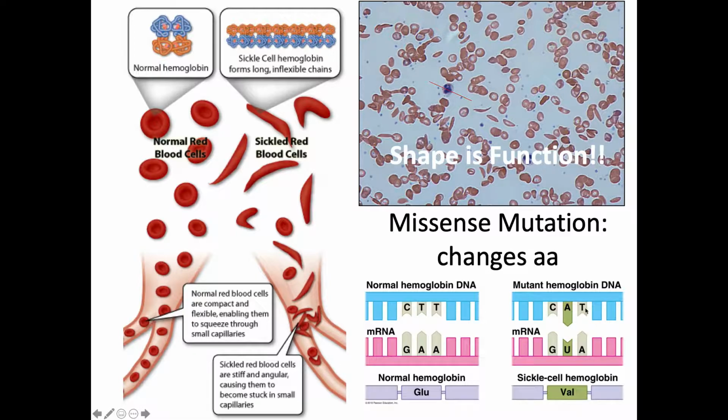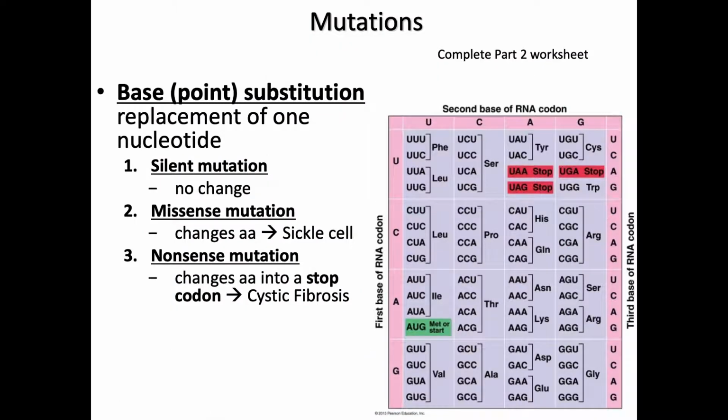So now the CAT, the codon, that RNA polymerase will make the mRNA as GUA. Well, now this GUA codes for valine. So it was supposed to be glutamate, but the amino acid sequence changed. Now it has a valine instead. And that 1 point mutation will cause the sickle cell anemia. So that's a really good example of a missense mutation.